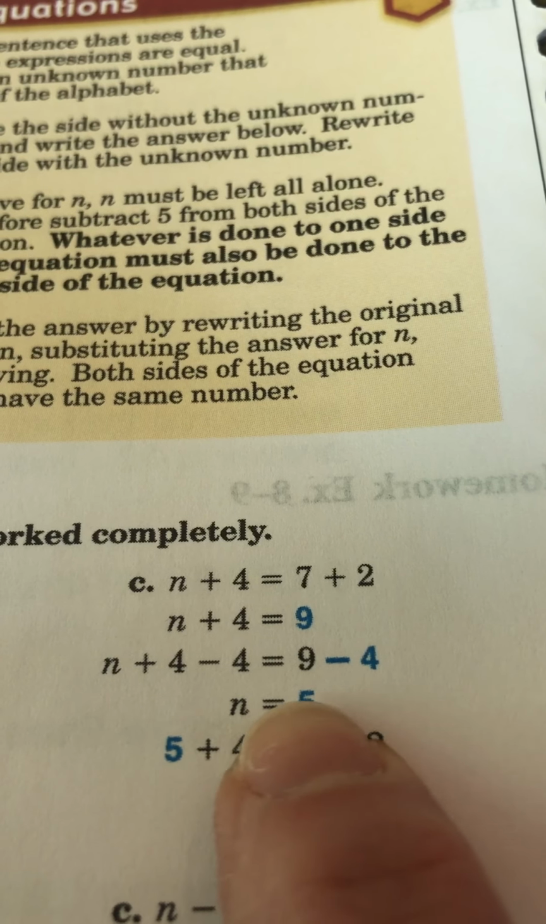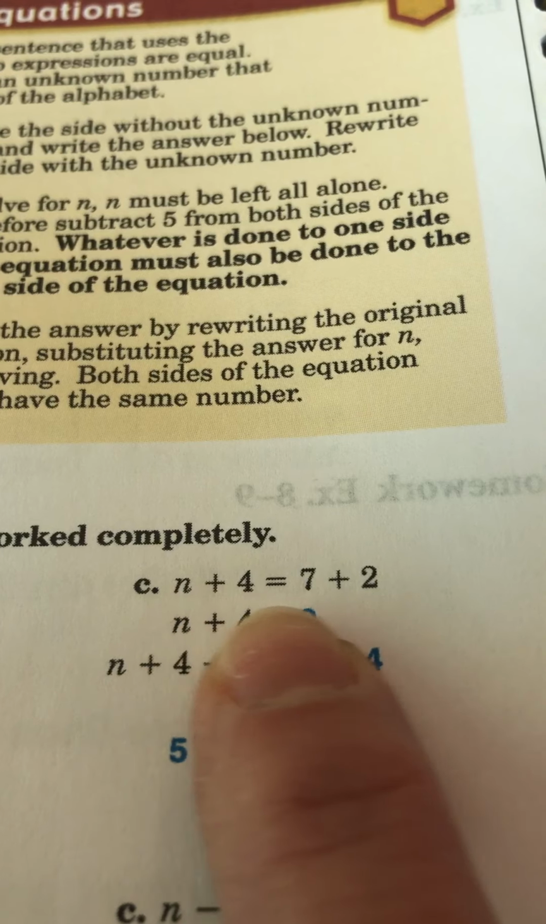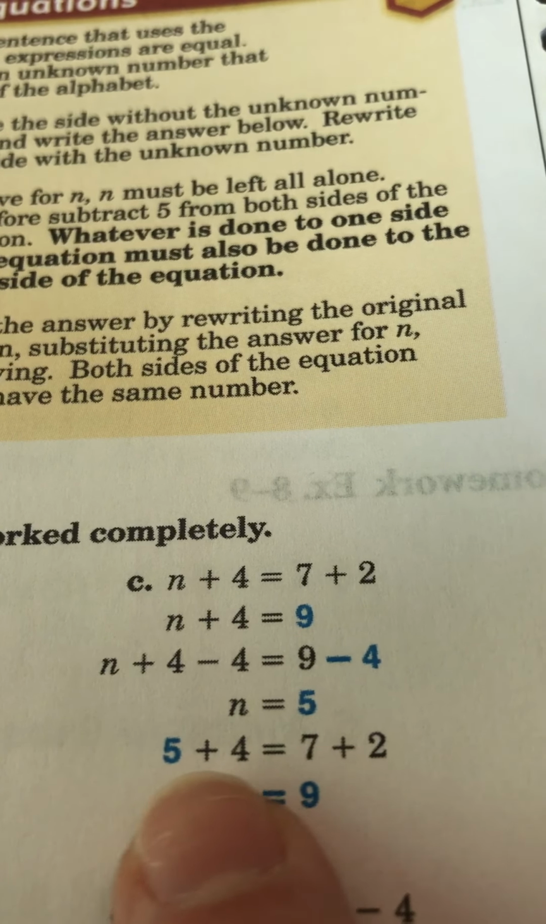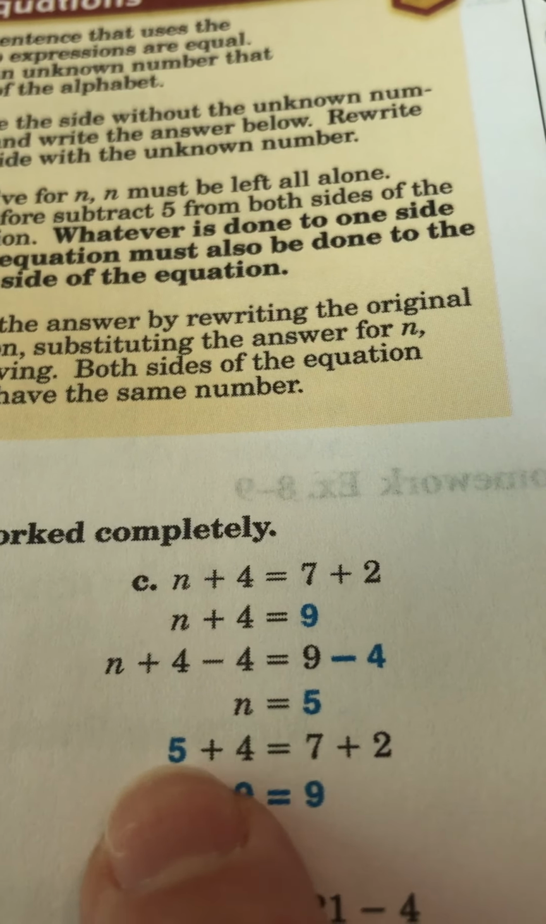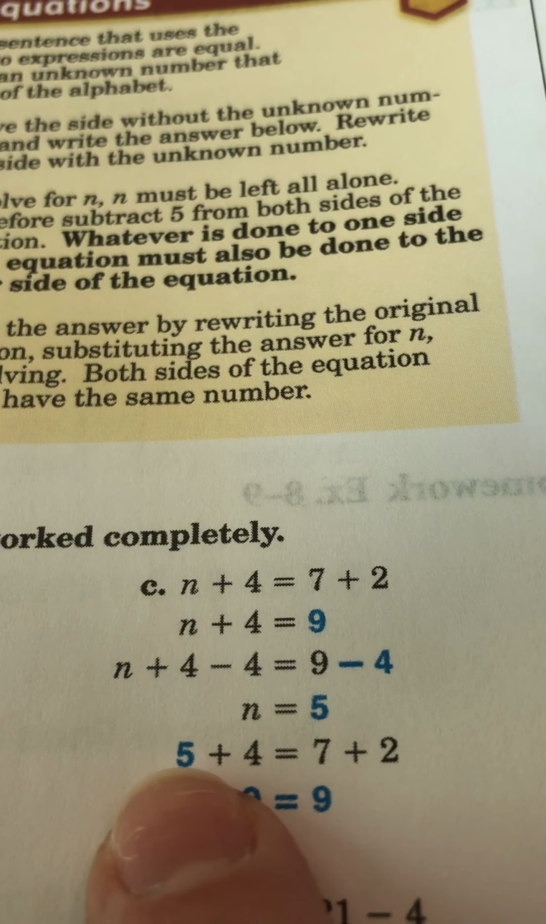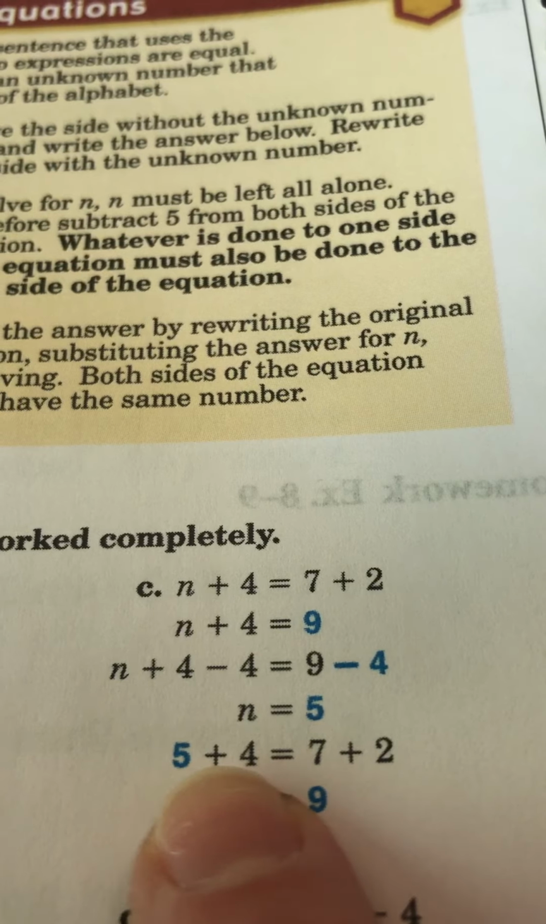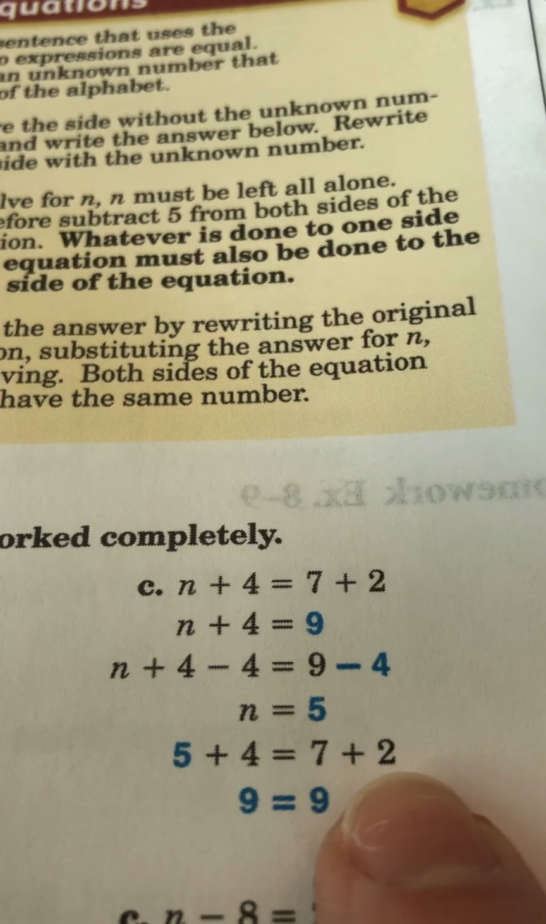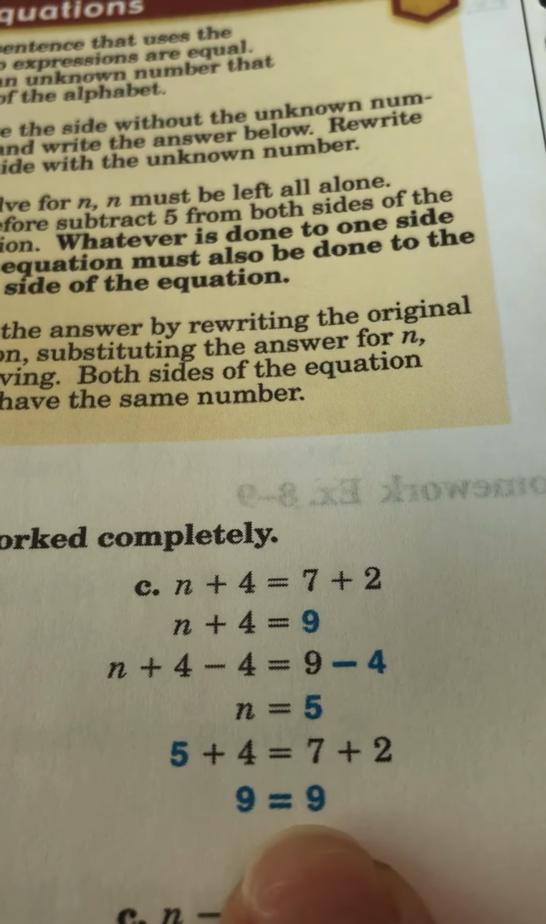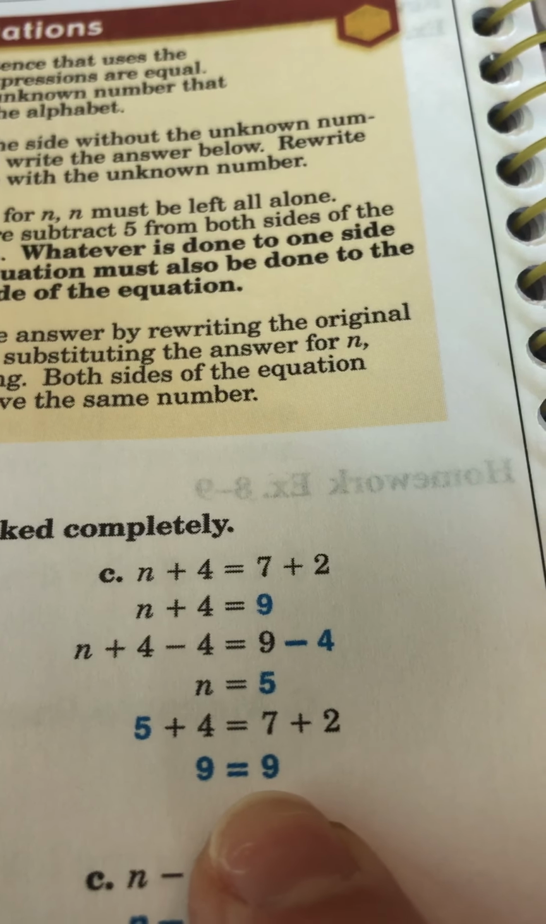Now, you're going to plug this number in right here and write this equation down. So instead of putting n here, you know that now n is equal to 5, so put 5. Then everything else looks exactly as the top line. Plus 4 equals 7 plus 2. 5 plus 4 is 9. 7 plus 2 is 9.